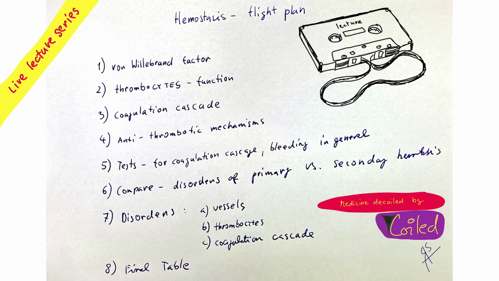Okay. 5, I want to go through tests. Tests for coagulation cascade and for bleeding and whatever. You can read that. Is it readable a bit, please? Okay.